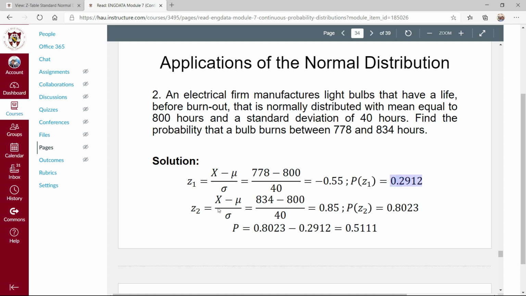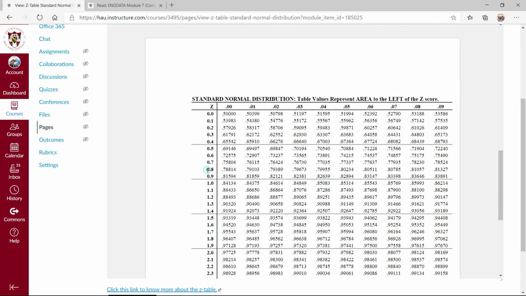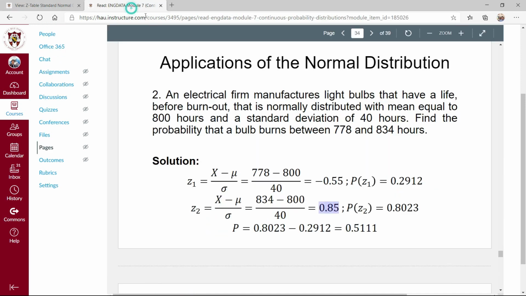Okay, and then for z2, x2 is 834 minus 800 all over the standard deviation of 40. You'll have an answer of positive 0.85, which gives 0.8023. Then the probability will be the difference between the two, higher minus lower. So you'll have 0.5111.